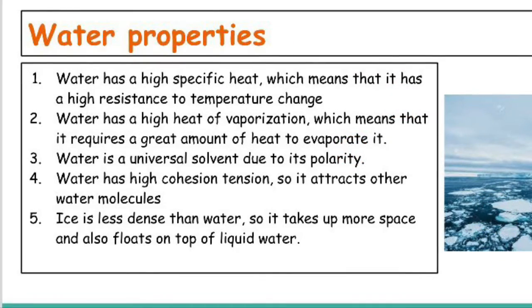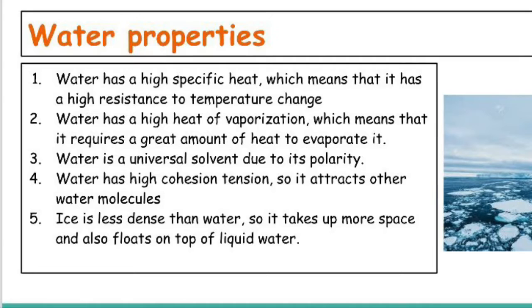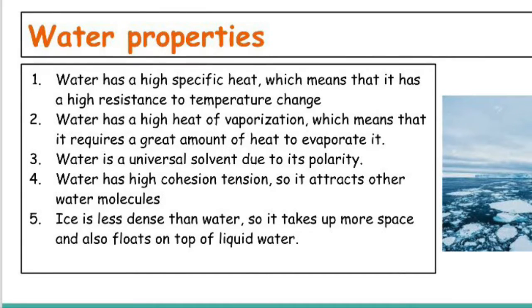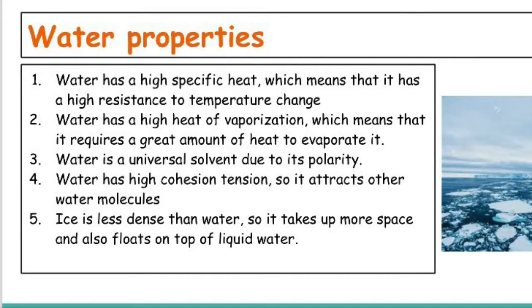Water has 5 different properties, and the first one is that it has a high specific heat, and specific heat means how much energy is required to raise the temperature by 1 degree Celsius. If it has a high specific heat, that means it has a high resistance to temperature change. The second property is that water has a high heat of vaporization, and that means that it requires a great amount of heat to evaporate it. Evaporation is when liquid water transforms to gas due to a higher temperature.